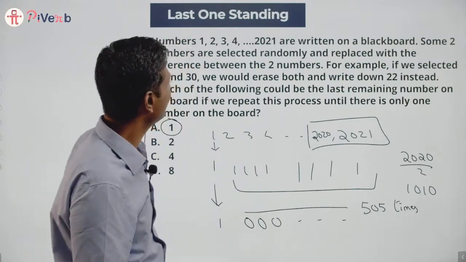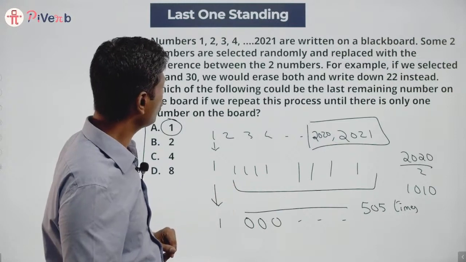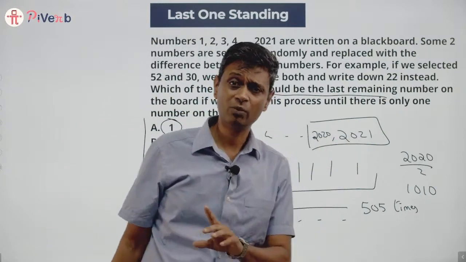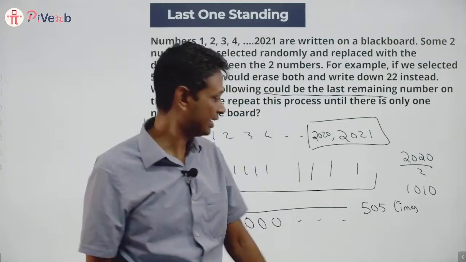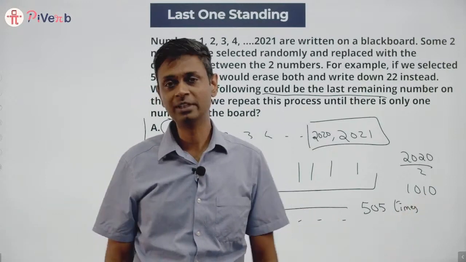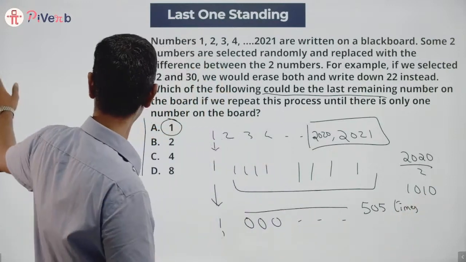The question here says, I keep replacing. Which of the following could be the last remaining number? Could be. I'm not saying will be. Which of the following could be the last remaining number? It could be 1. This is a way of saying it could be 1. I'm trying to find one number. It could be 1. Now I'm going to establish this.